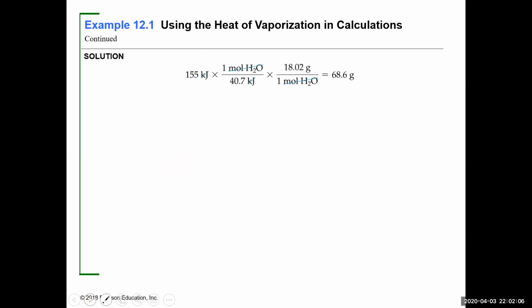So to solve this problem, we start off with our 155 kilojoules, multiply that by the heat of vaporization at water's boiling point, which is 40.7 kilojoules per 1 mole of water, and we want kilojoules to be on the bottom and moles to be on top. Now we're dealing with moles of H2O, and to convert moles of H2O to grams of H2O, we multiply that by the molar mass, and the moles of H2O cancel out, and we end up with grams of H2O. So our answer is 68.6 grams.